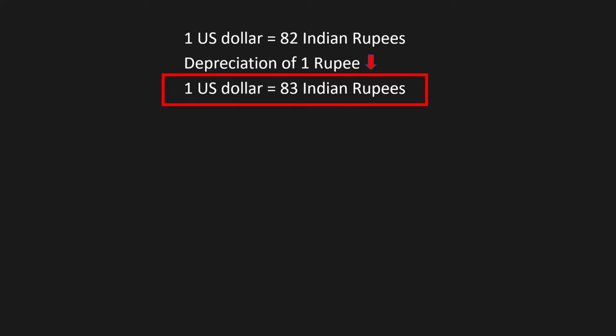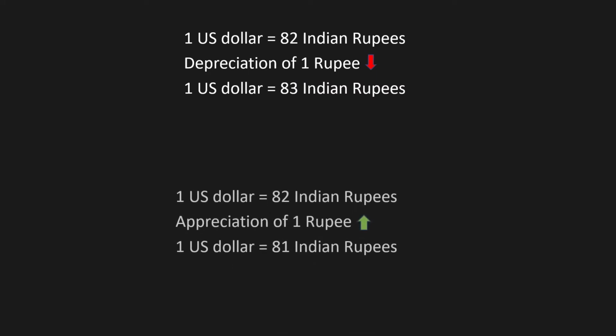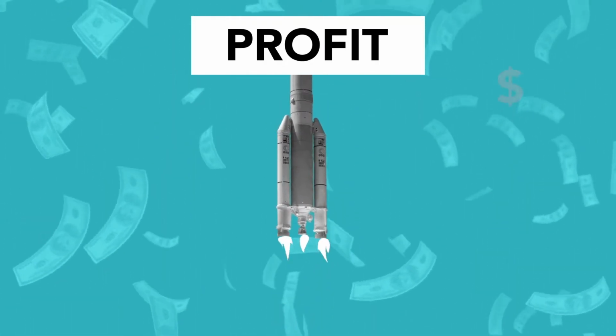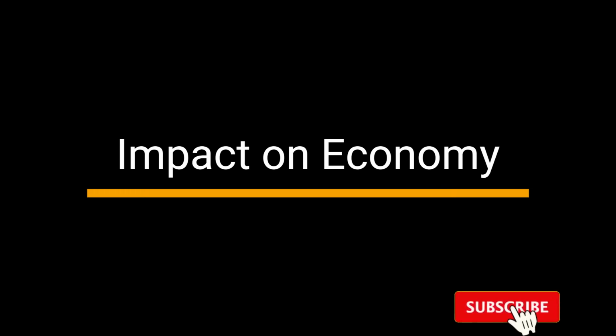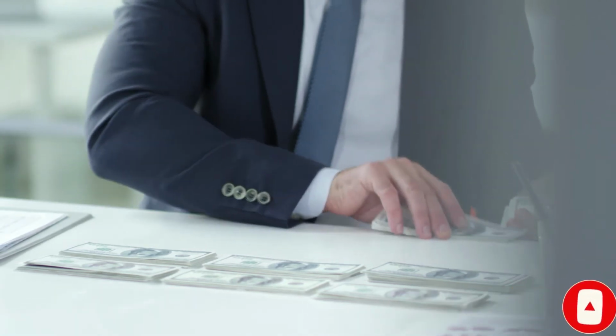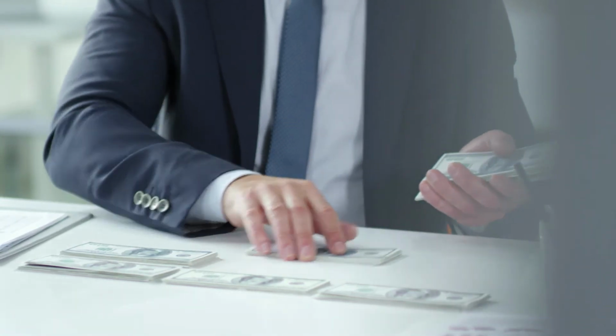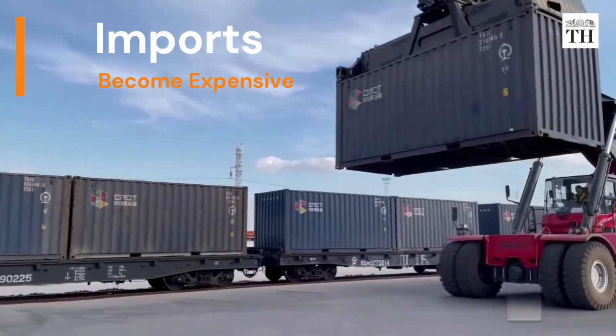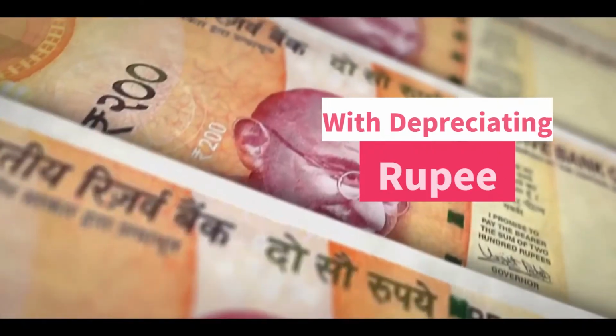On the other hand, if the rupee appreciates by 1 rupee, we spend less to buy 1 US dollar. 1 US dollar that was equivalent to 82 Indian rupees would be equal to 81 rupees. This is clearly profitable. We must now understand how this impacts our economy. For importing goods, it is first required to buy dollars, then the goods. For instance, if we now have to buy $1, we will have to pay 83 Indian rupees instead of 82. Imports become expensive with a depreciating rupee.